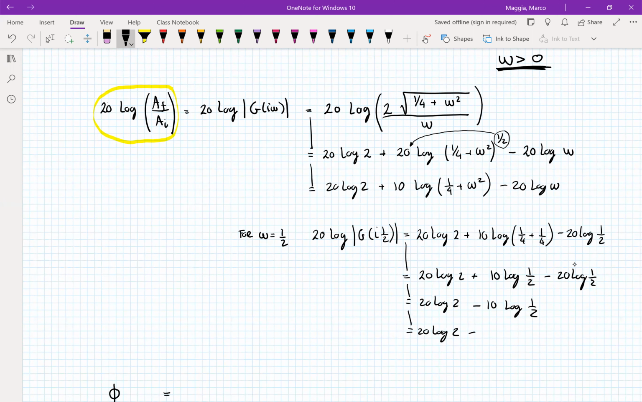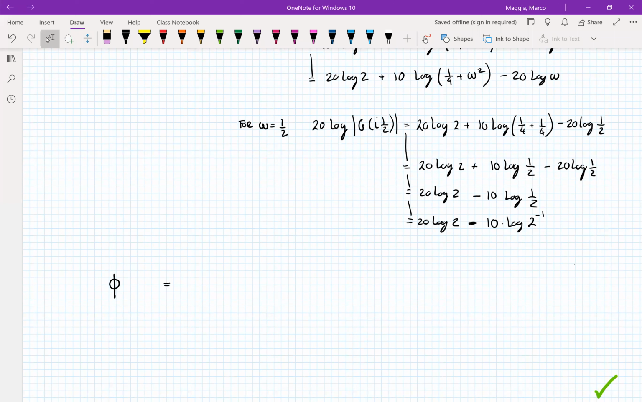And this is just to review some logarithmic properties. This is minus 10 times logarithm of 2 to the power of -1. And once again, we can take the exponent and multiply the coefficient outside the logarithm, in front of the logarithm. So we have 20 logarithm of 2 plus 10 logarithm of 2. So this is 30 logarithm of 2, which is 9.03 decibels. And we found exactly the same thing.